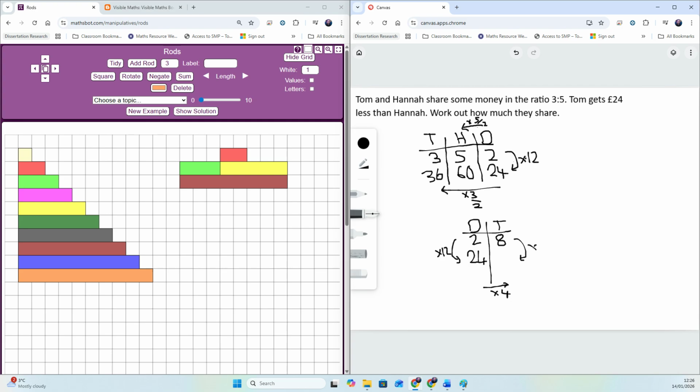And of course, there's a lovely conversation to be had here about why 8 times 12 and 24 times 4 are going to give us the same result. Regardless of being able to work out the result, we can have a conversation about why that multiplication and that multiplication are going to give the same answer. But we're going to get now directly that £96, which we got before by looking at Tom and Hannah's share separately. So that is my short video on exploring sharing with a ratio when the difference is known.